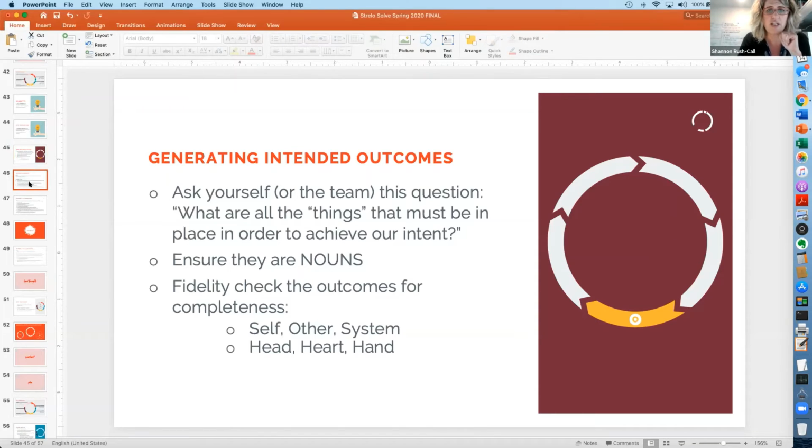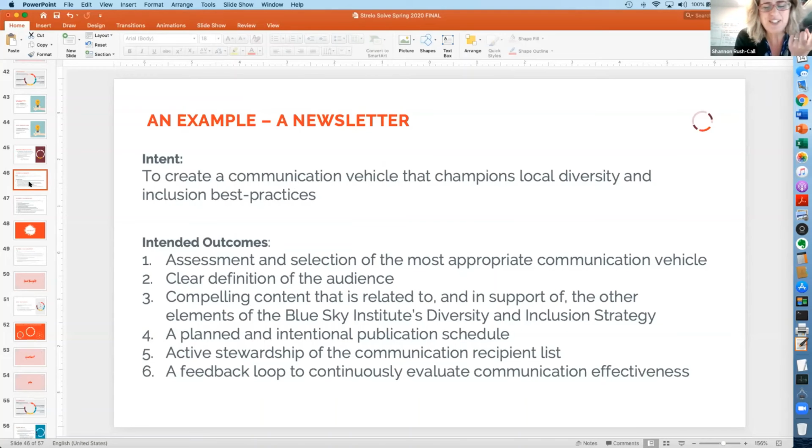Next slide. So I want to show a couple of examples, and Cody, these are going to be familiar, so I pulled a couple of these from our Blue Sky strategy. I'm going to show you two examples and then a third after we do our own work, just to show you the scale that we can use scope at. So this is for what is now a newsletter, but our intent, and this is a shared piece of work that Cody and I work on here in Boise, was to create a communication vehicle that champions local diversity and inclusion best practices.